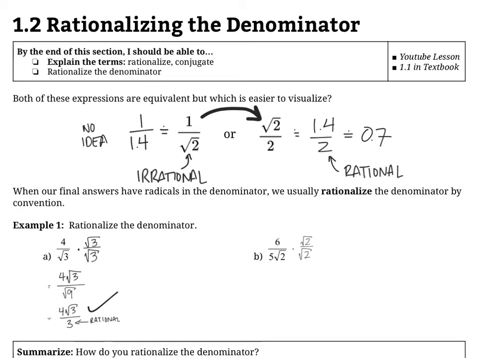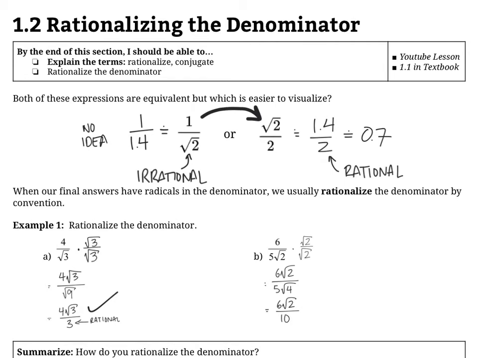Let's simplify. 6 root 2. And in the denominator, remember we multiply the things that are underneath the radical sign. So 5 root 4, which just ends up being 6 root 2 over 5 times 2. Root 4 is just 2, so 10.